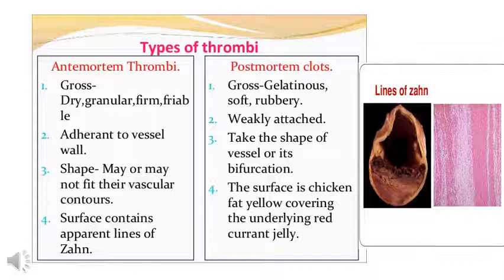Lines of Zahn are present in a thrombus formed when the patient is alive. Whatever the condition, arterial or venous thrombi, we can observe them in living tissues. Then what is a postmortem clot? A postmortem clot forms after the death of the patient. After death, blood clotting starts immediately, and that clotting is the postmortem clot.